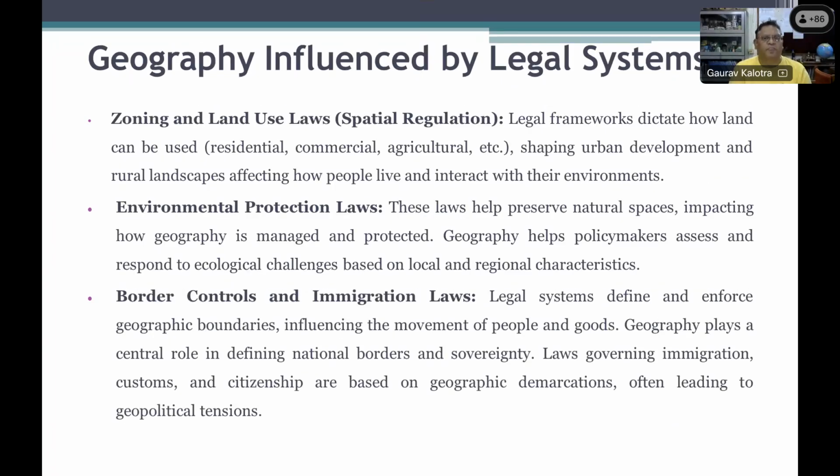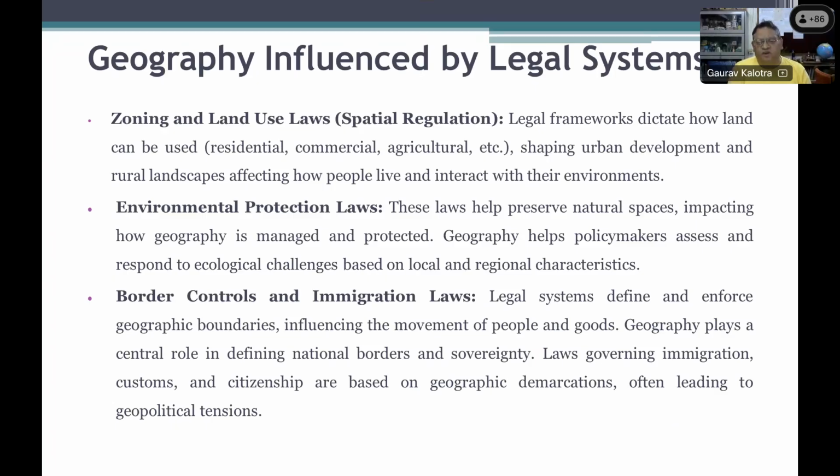Geography influenced by legal systems: zoning and land use laws, that is, spatial regulation. Legal frameworks dictate how land can be used into various categories like residential, commercial, agricultural. We will be discussing these in detail in later slides. They shape urban development and rural landscapes, affecting how people live and interact with their environments. Then environmental protection laws. These laws help preserve natural spaces, impacting how geography is managed and protected. Geography helps policymakers assess and respond to ecological challenges based on local and regional practices.